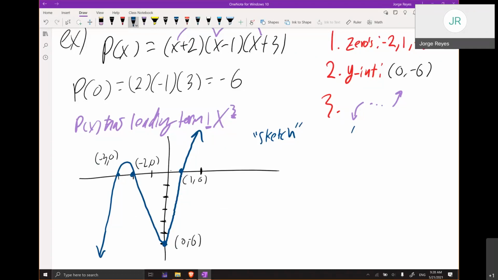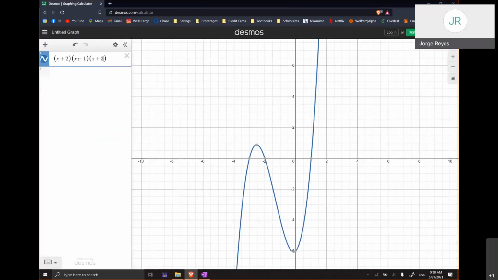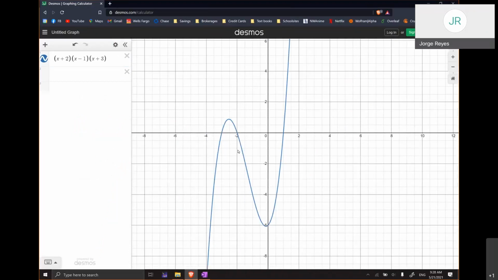But if you want, we can go on our favorite graphing software known as Desmos, and we can see what this looks like. So let's type this in. So x plus 2, x minus 1, and x plus 3. Ta-da! And you see, yeah, it kind of looks like what I drew, right?